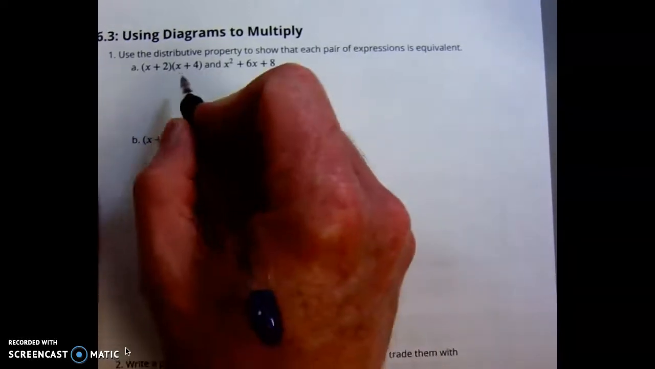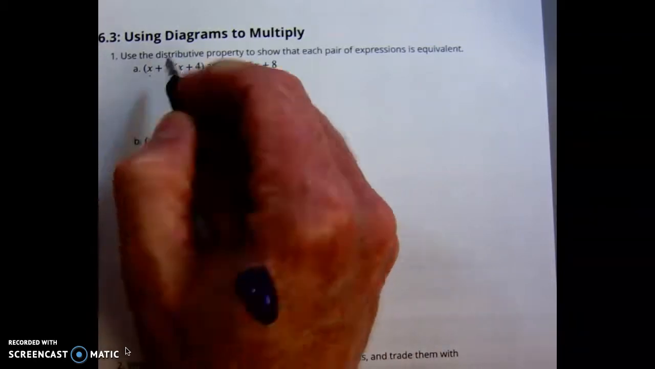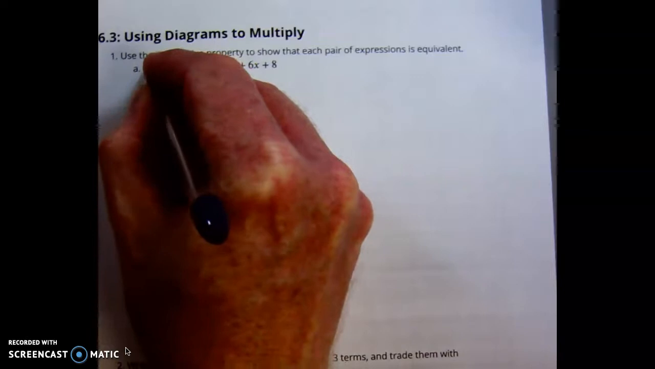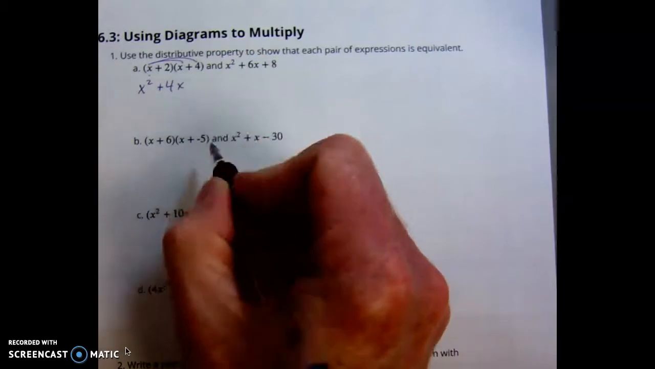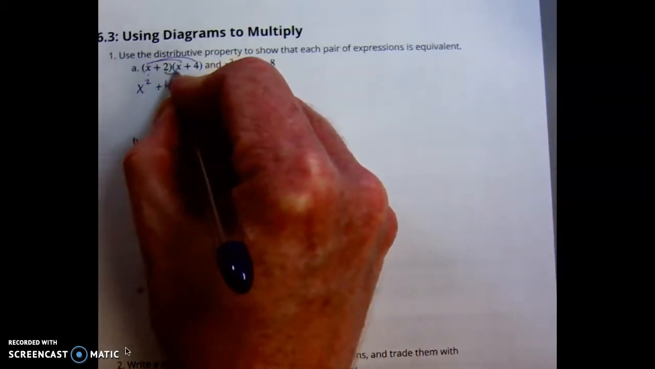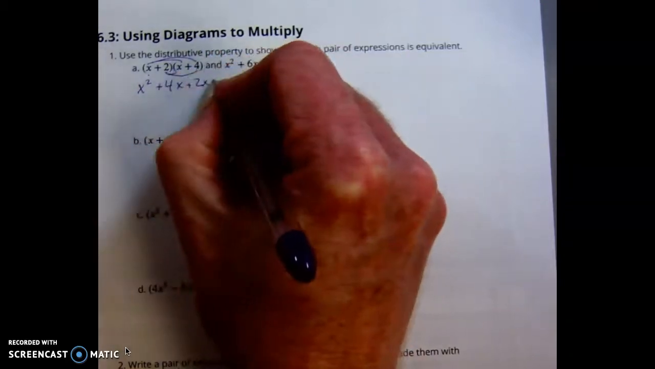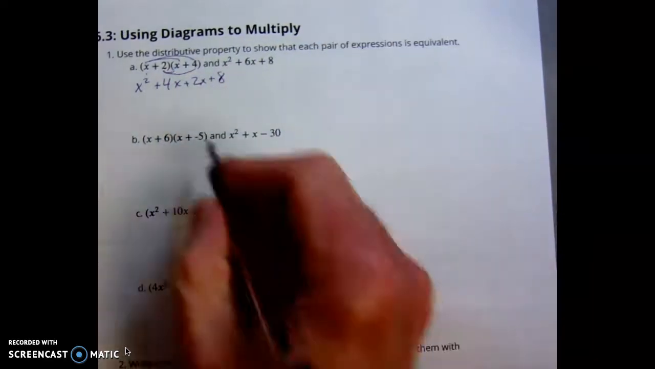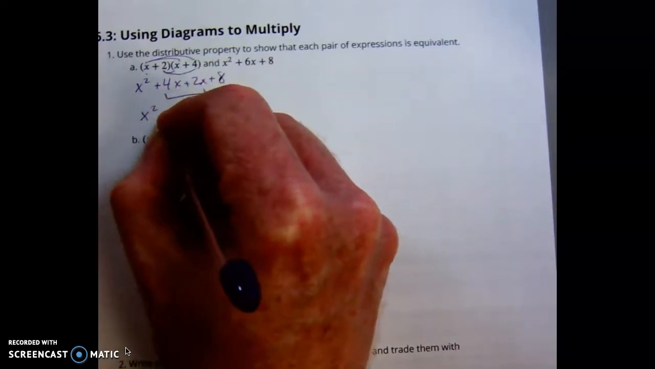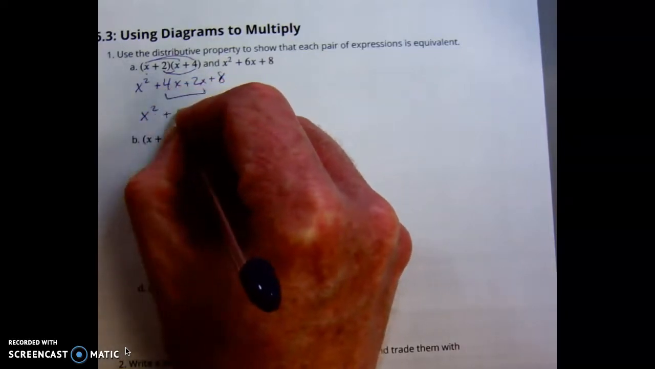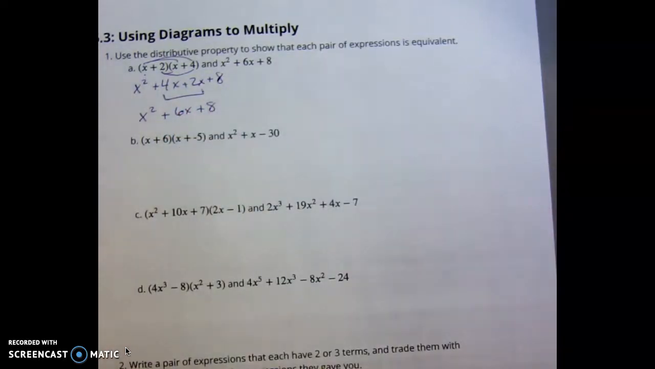Okay, first way we can do that is just distribute each of these through. So x times x is x squared. X times 4 is 4x. Now distribute the plus 2 through. Plus 2 times x is 2x. Plus 2 times 4 is 8. And then we'll combine like terms in the middle. So that gives me x squared plus 4x plus 2x is 6x plus 8. So that's one method.